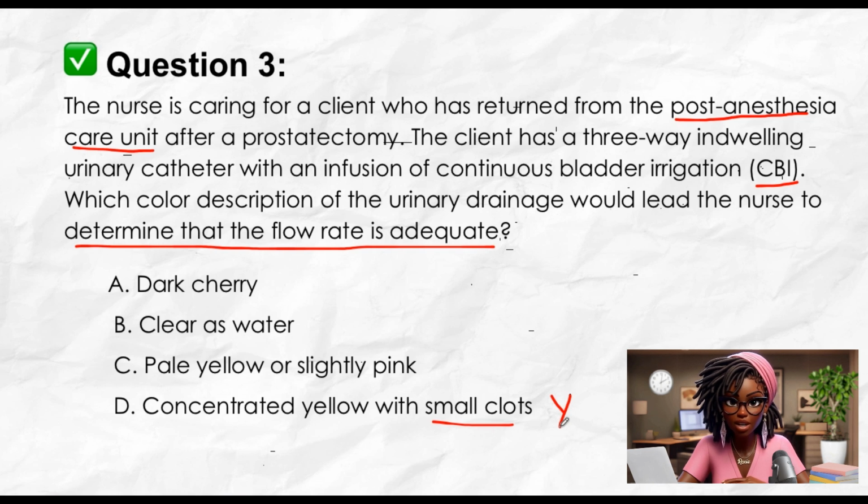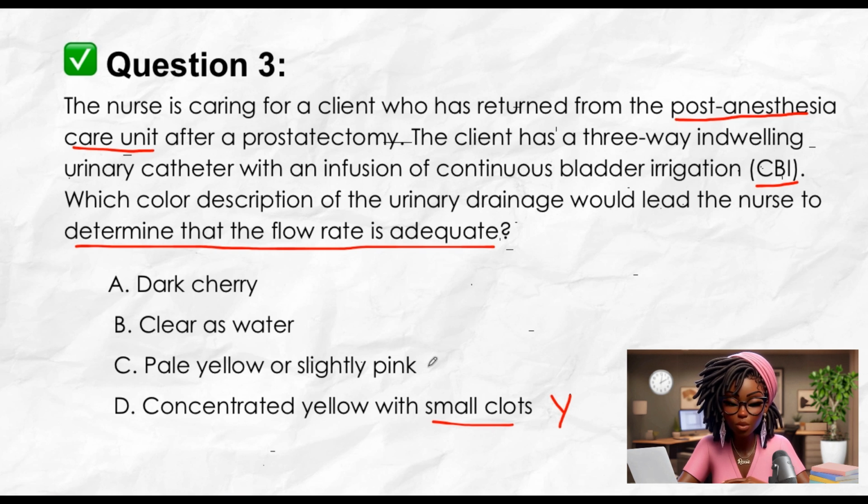Then you have answer C, where we have pale yellow or slightly pink. This is exactly what we expect to see post-operatively with a CBI, or continuous bladder irrigation, patient. It means that the flow rate is working and we're flushing without causing any trauma or under irrigation. So a little pink is normal post-operatively and indicates that the irrigation is working without causing trauma or clot formation. So here, this is our green zone answer choice.